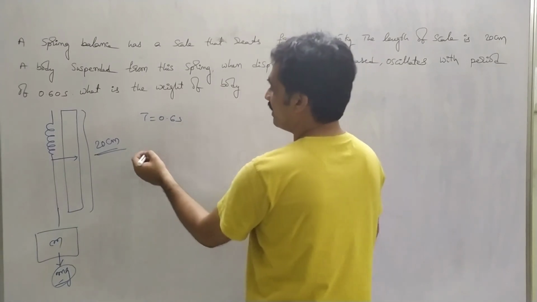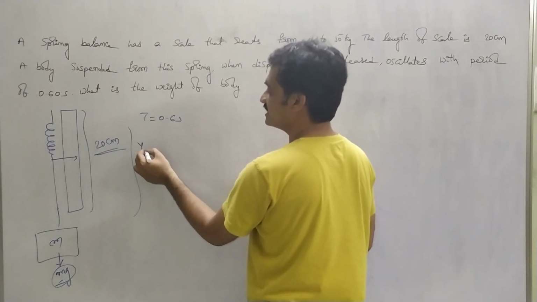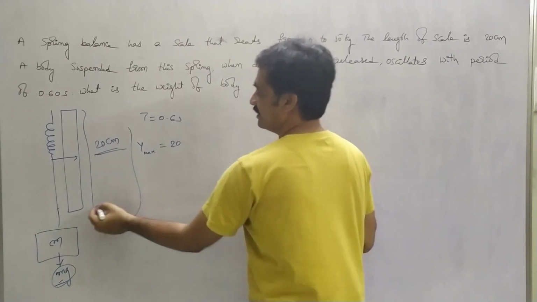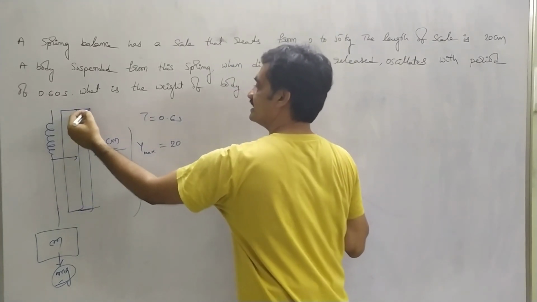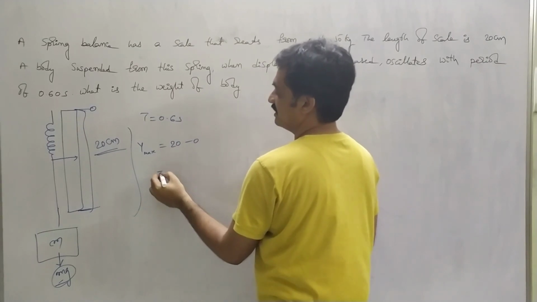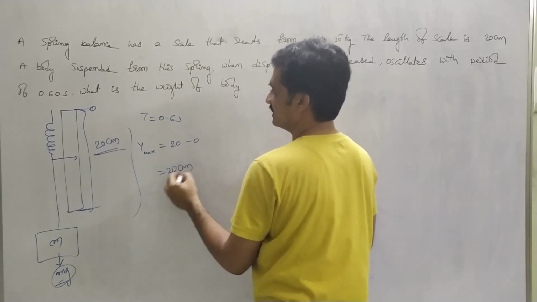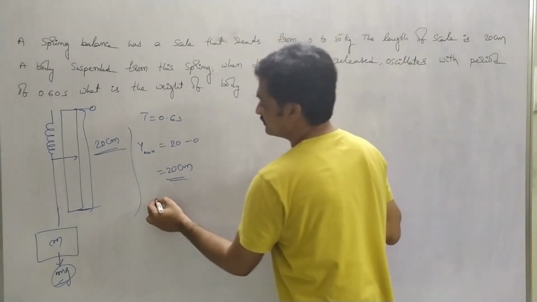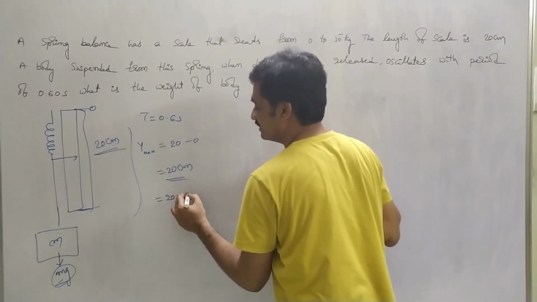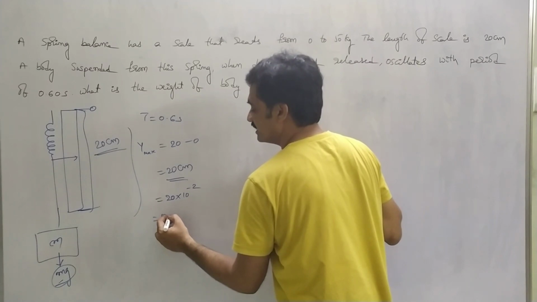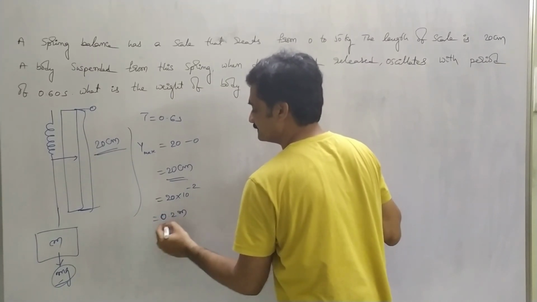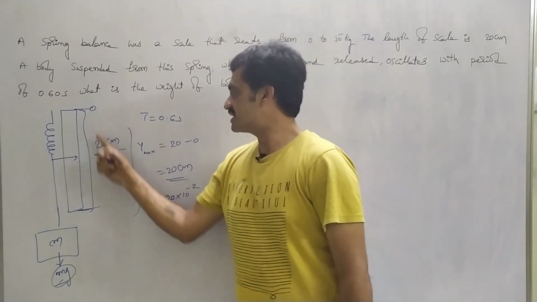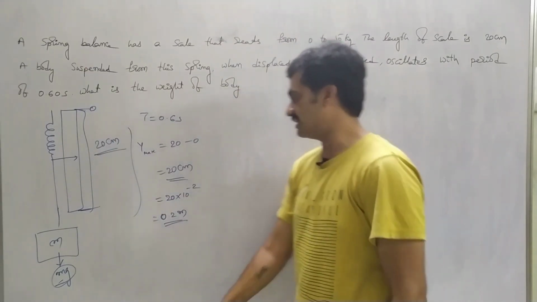Here we have to find the maximum displacement, which is the final reading minus the initial reading of 0. So 20 minus 0 is equal to 20 centimeters. In terms of meters, we can represent it as 20 into 10 to the power of minus 2, so we get 0.2 meter. This is the maximum displacement which can be attained by using this spring balance.